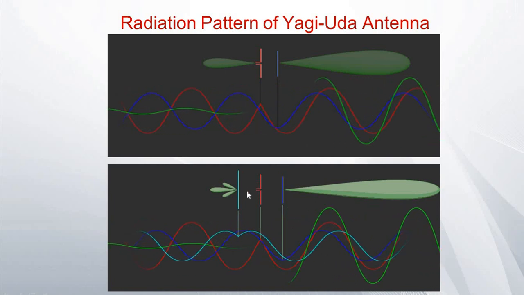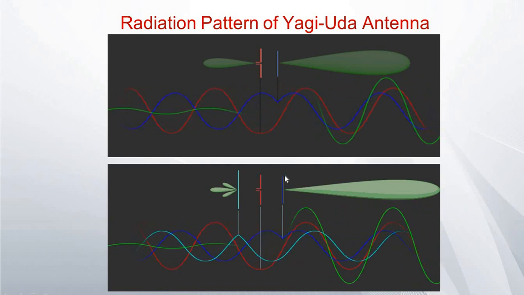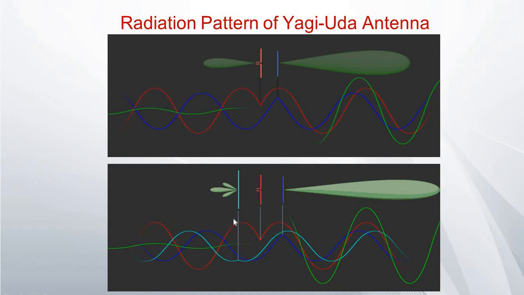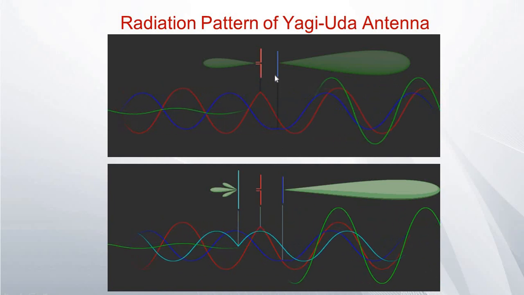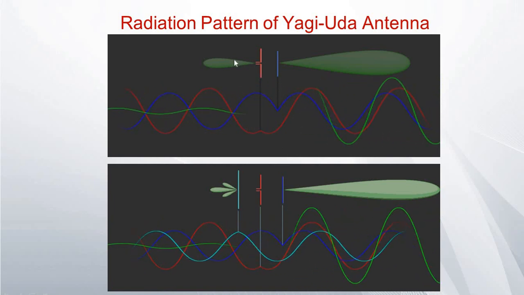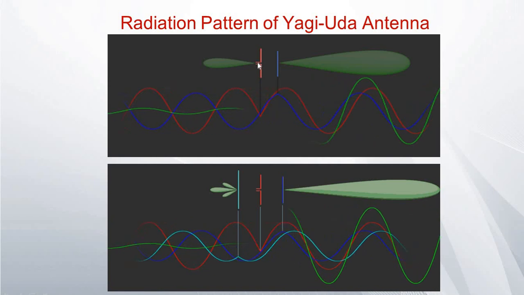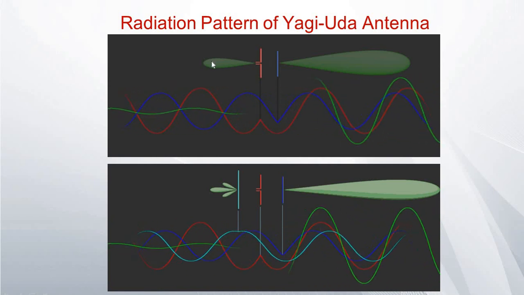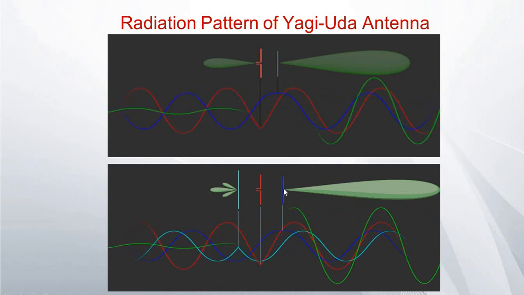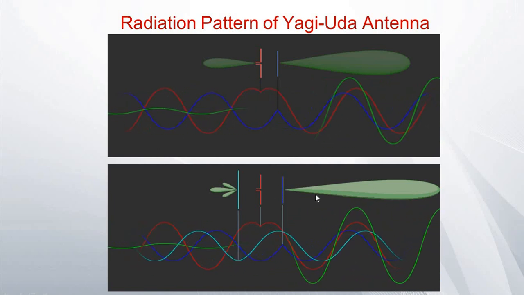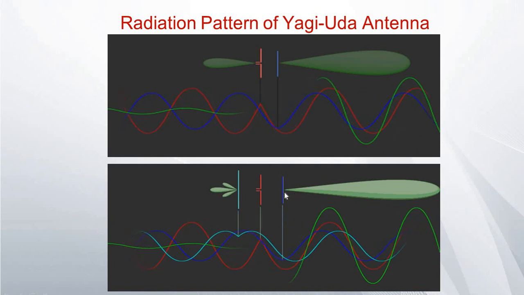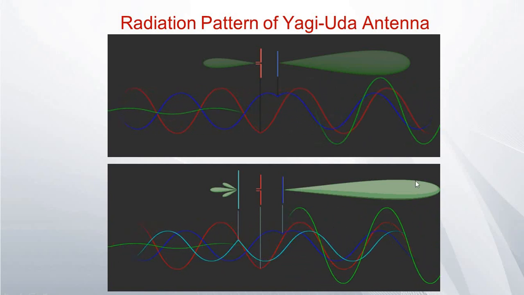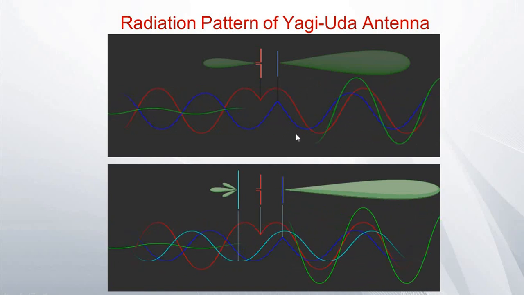And in the second diagram, we have a driven element, a director, and a reflector. The reflector reflects whatever signal is coming back. The reflector minimizes any signal coming in the backside. And towards the directors, we have maximum directivity. That is, the antenna concentrates maximum power towards the direction of the directors.